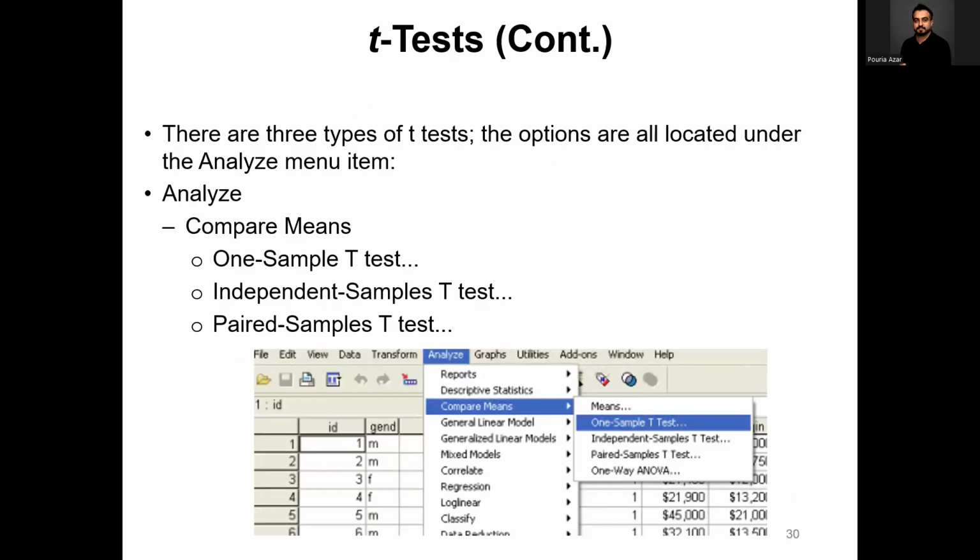So how to do that in SPSS? We have to go to Analyze, Compare Means, and Independent Samples t-test. This is how we can do that.